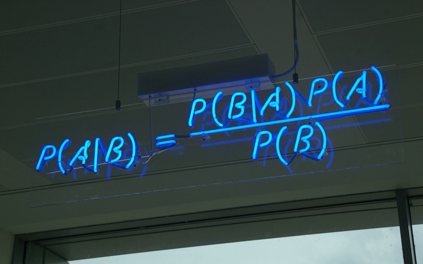In the special case where A is a binary variable, P(A | B) equals P(B | A) P(A) divided by P(B | A) P(A) plus P(B | not A) P(not A).